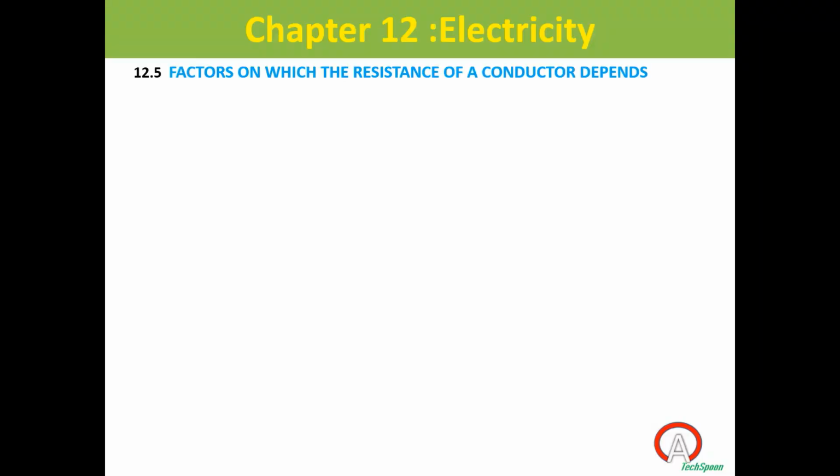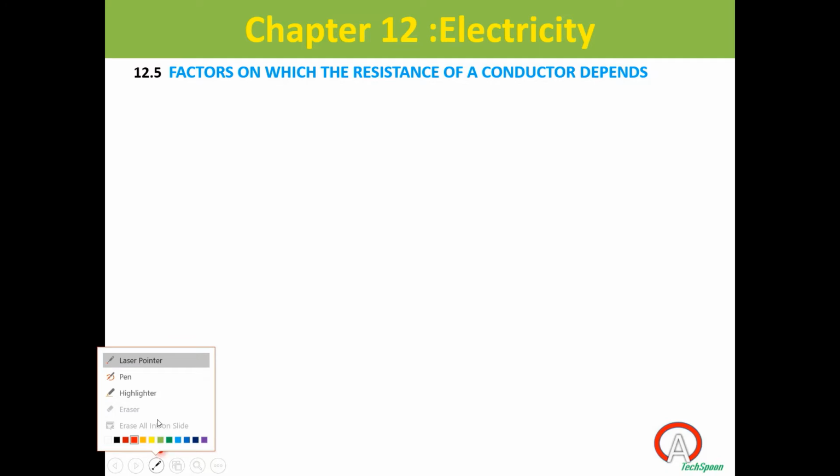So the new topic that we are going to study is factors on which the resistance of a conductor depends. Okay. So we know that current is inversely proportional to resistance, right? When I am increasing the resistance, what will happen to the current? Current will decrease. So in order to find out how the resistance varies in a conductor according to its dimensions.